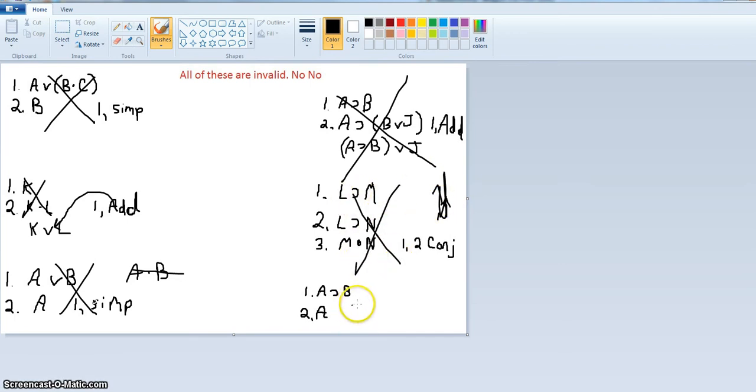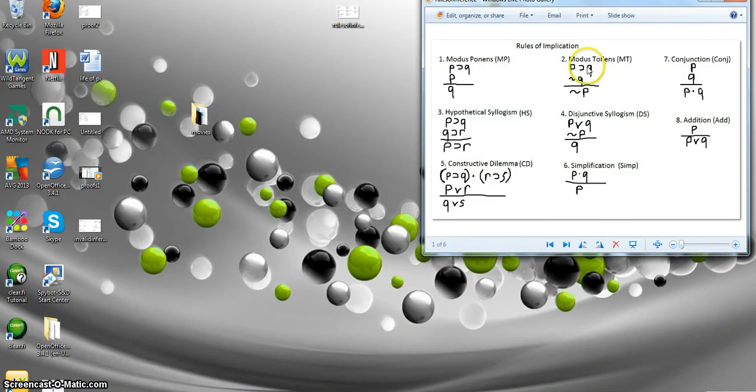And then if A then B, therefore A. No, that's always invalid because we're saying if I'm swimming then I'm happy, therefore I'm swimming. That just doesn't follow from the first premise, right? You can't assert the antecedent is true just because you want it to be true. Okay, so those are some common mistakes. Let's do some more proofs.